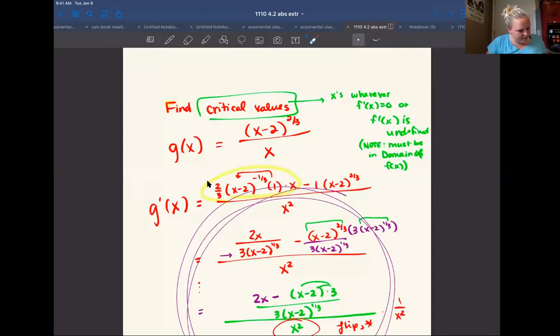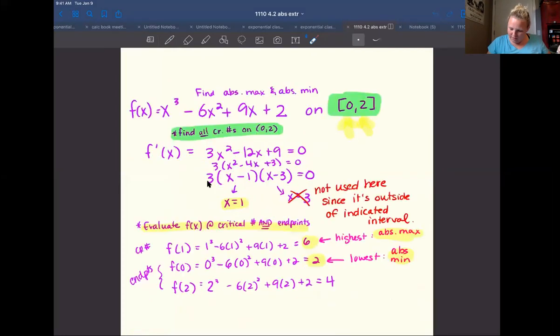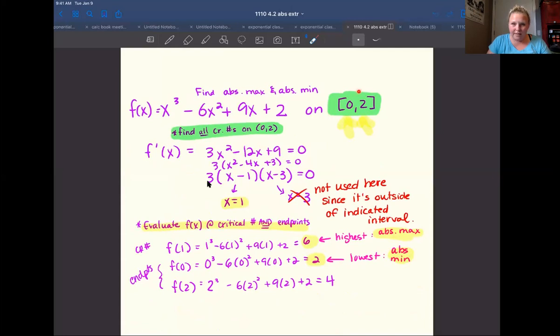So I didn't know if anybody had specific questions, because I think we did this one yesterday. Maybe. We had x cubed, we found the derivative, we factored it, we found the critical numbers, but we were only looking from 0 to 2, so we didn't count the 3. And then we used the critical numbers and the endpoint to figure out where was the biggest number and where was the lowest.